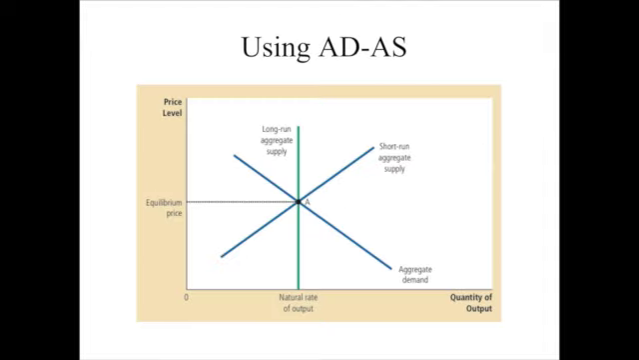We're going to have two aggregate supply curves as discussed in SF4, a long-run aggregate supply that's vertical, and a short-run aggregate supply that slopes upward. And then of course we have our aggregate demand, which we've studied extensively.